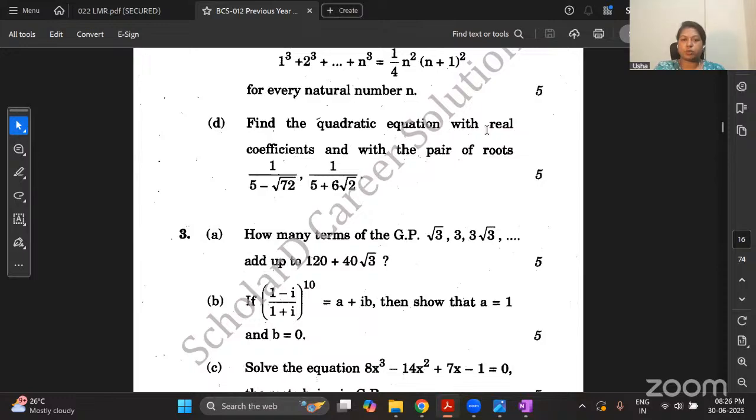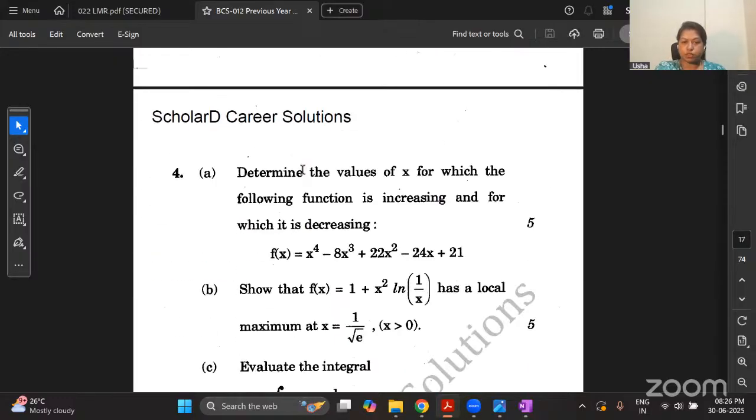Here we have: find quadratic equation with real coefficients and with pair of roots. This is the same as your previous problem. These are the roots. You're supposed to find the quadratic equation. How to do that? Add them and then multiply them. And you should write x square minus sum of the roots into x plus product of the roots. Same procedure.